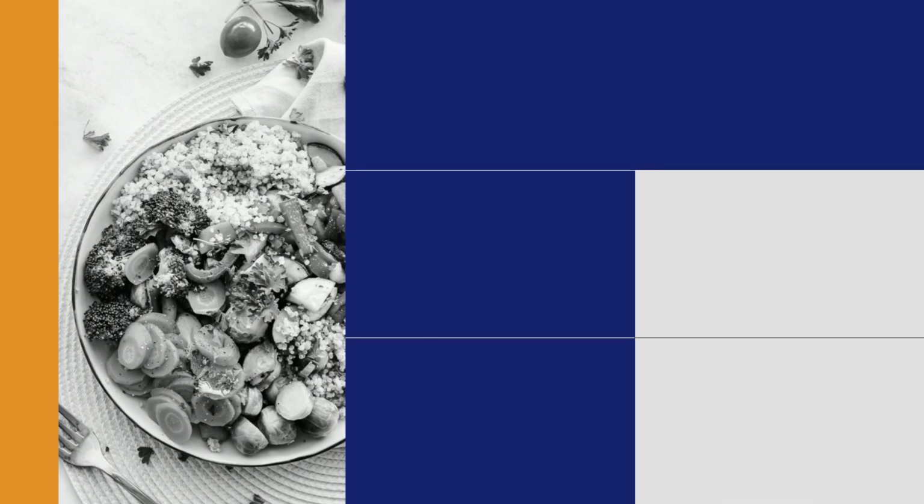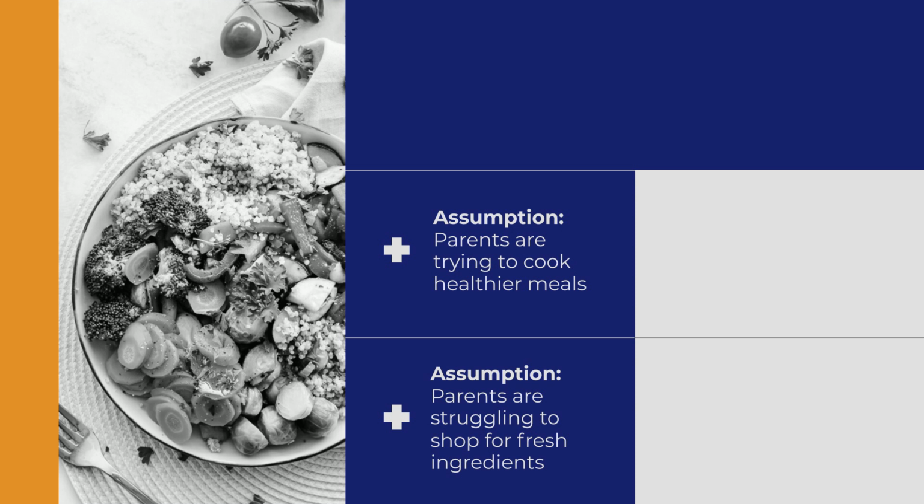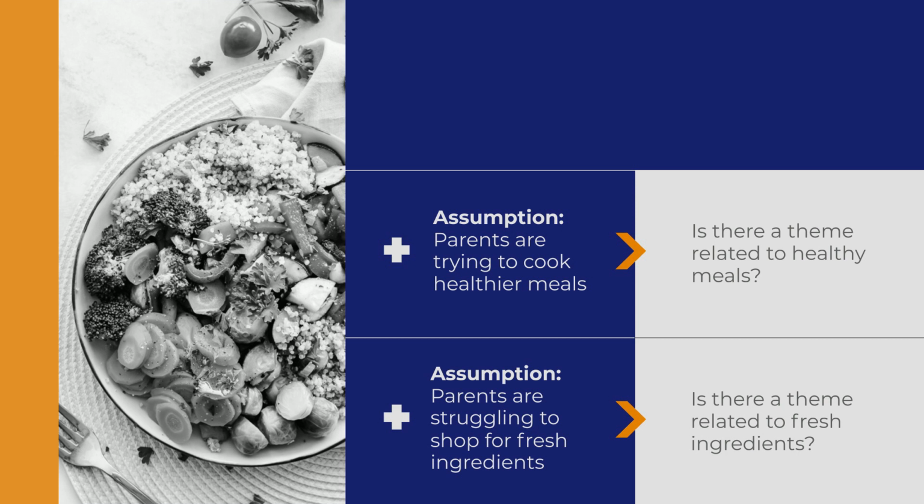Let's say you're working on the cooking app example that we've used before. Let's say you have a number of assumptions that you're testing. Parents are trying to cook healthier meals for their kids. Parents are struggling to find time to shop for fresh ingredients. You would look for proof to support or refute each of your assumptions. Do your stickies reveal a theme related to healthy meals? Do they reveal themes related to fresh ingredients?